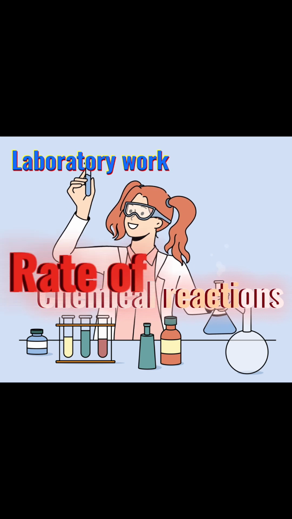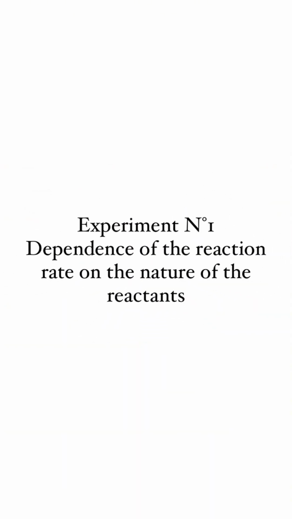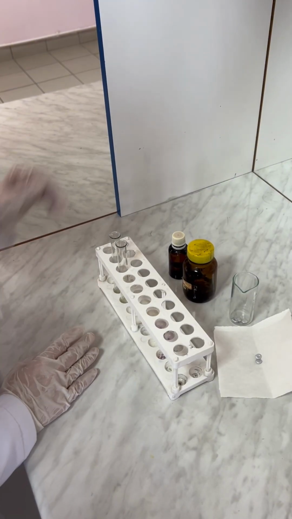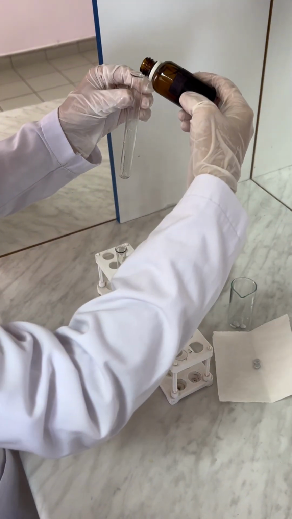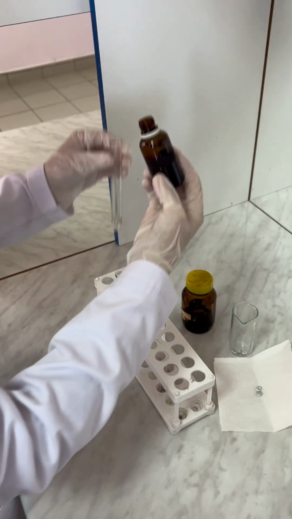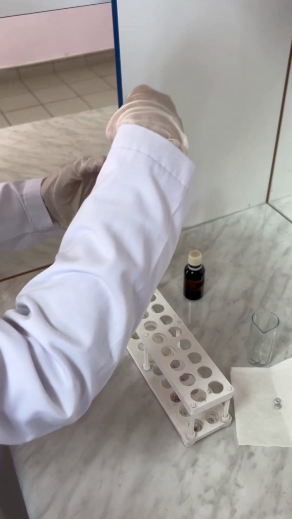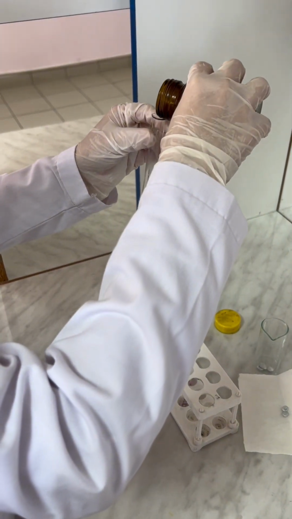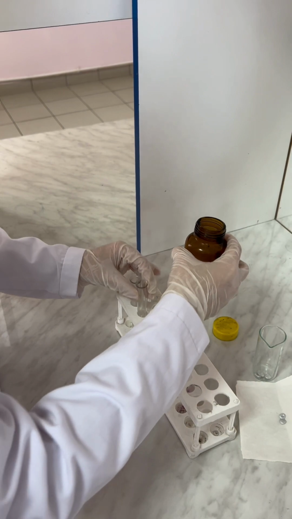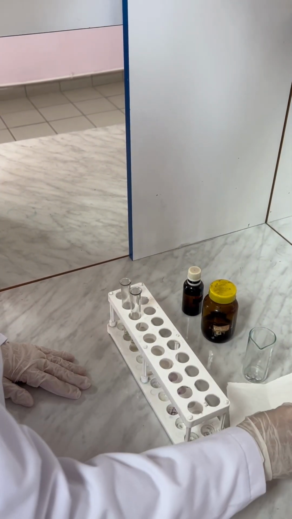Laboratory work. Rate of chemical reactions. Experiment number 1, dependence of the reaction rate on the nature of the reactant. Pour a solution of hydrochloric acid into one test tube, and the same amount of acetic acid into the other. At the same time, we place a zinc granule in them.